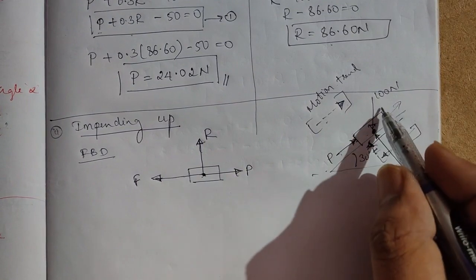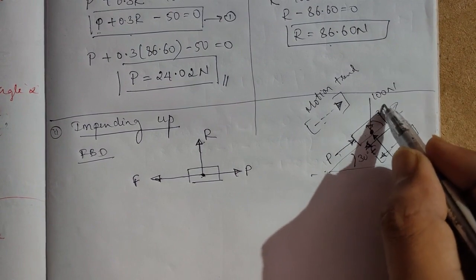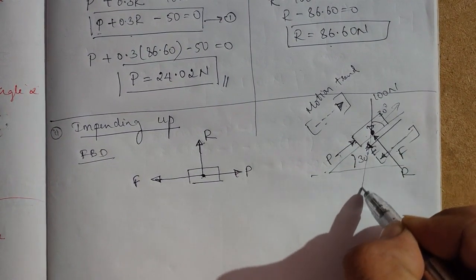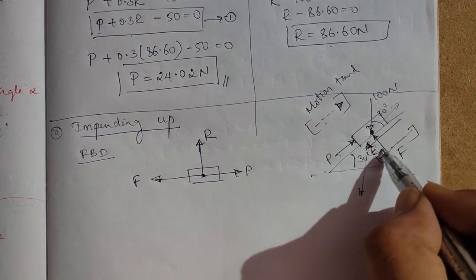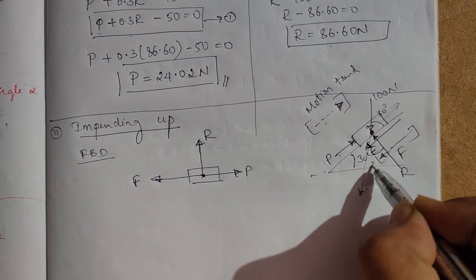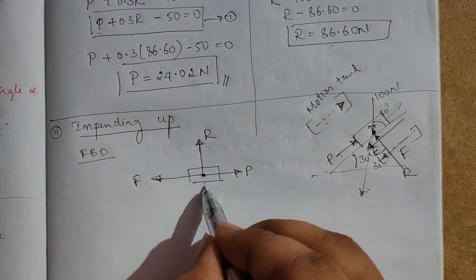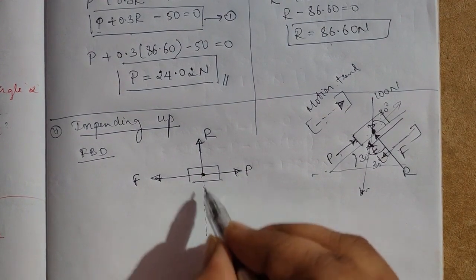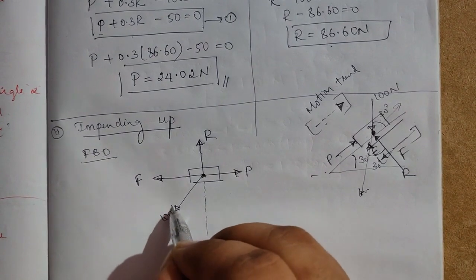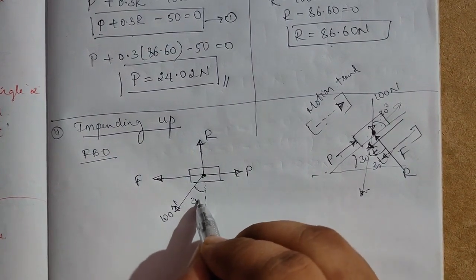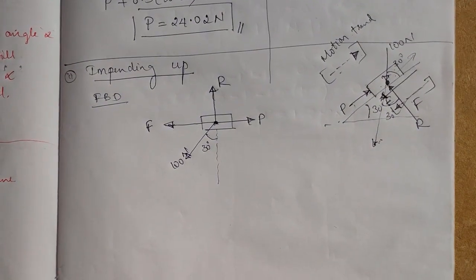Then what are we left with? 100 Newton. This 100 Newton is at 30 degree. If I extend this 100 Newton, the angle between R and this 100 Newton is 30 degree because of opposite angles. So this is the direction of R. Here the 100 Newton force will be there. So this is 30 degree. Okay, got how to write the free body diagram?